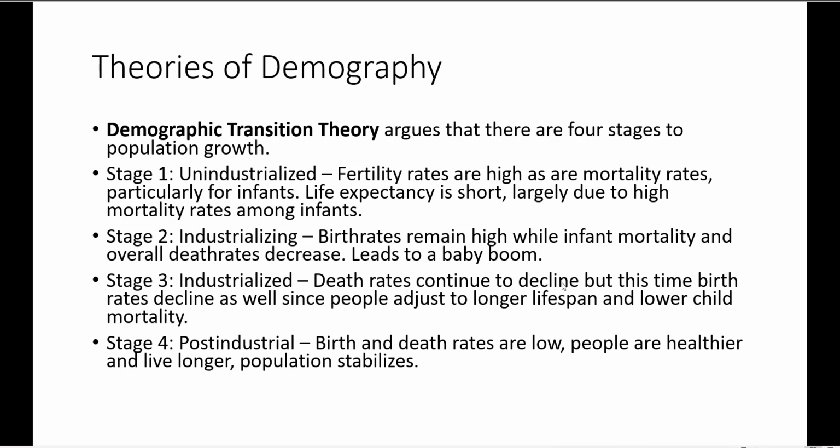And then finally you have post-industrial. This is where birth and death rates are low, people are healthier and live longer, the population begins to stabilize. What we're seeing in a lot of countries now is actually kind of a reverse of this stage 4, where yes, birth and death rates are low, people are healthier and living longer, but the population actually begins to decline because everything's so expensive. We see people not having kids or choosing to have a lot fewer kids. They're not having 2 kids, maybe they're only having 1 kid, and this is actually leading to a certain amount of population decline in some areas.